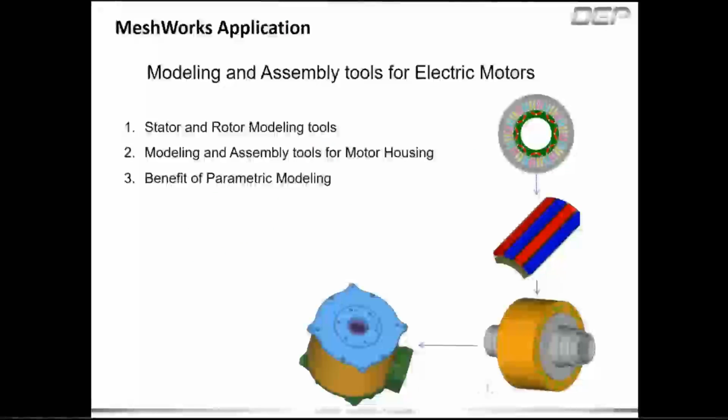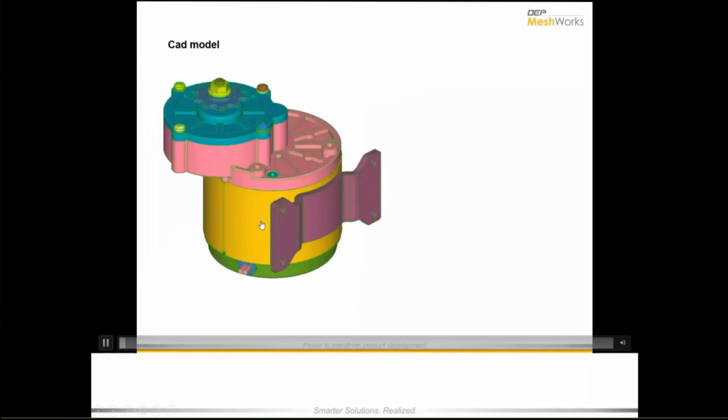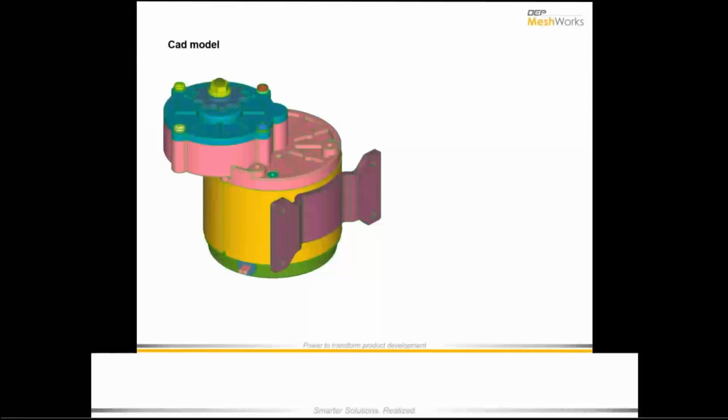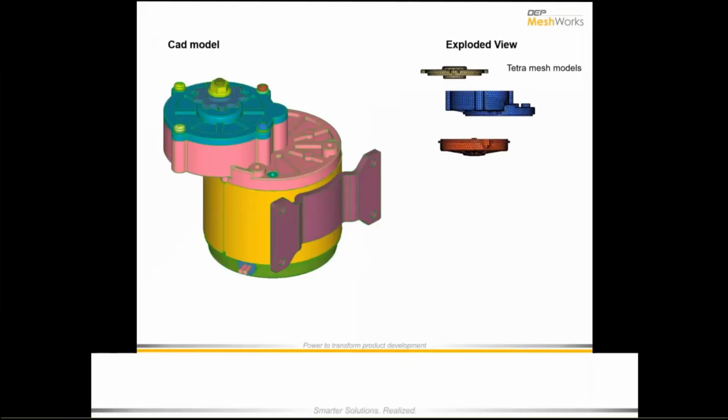So coming to the next topic, which is on electric motors. This is where we go into detail of the process. So here we look at how we model rotors and stators and how we connect them together. The first one is we have an assembly model, which is the CAD model. And in this assembly, we have a couple of parts which are tetra mesh parts, and some of them are hexa mesh parts.